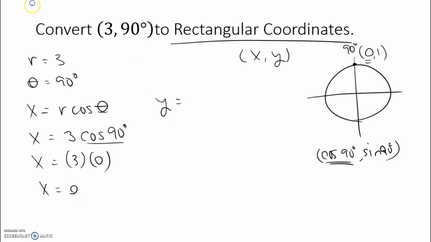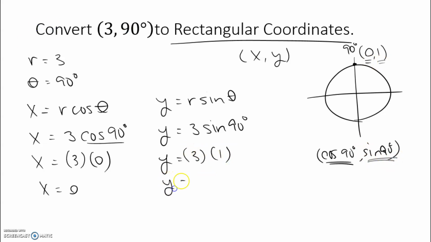Okay, we'll do the same thing for y, except this is r sine of theta. So y is 3 sine of 90. Okay, so sine of 90, that's going to be the second answer, which would be 1. So 3 times 1, so y is 3. Okay, so we're describing the exact same point, just in two different coordinates. The first one was in polar coordinates, but that's the same thing as describing the same point as 0, 3.